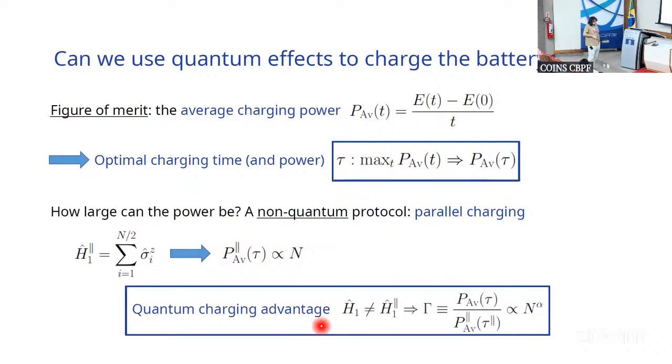They say there is a charging advantage if I can engineer another protocol, different from the parallel one, which leads to a better scaling of the charging power. So the idea is that you define the charging advantage by dividing the best power that you can have with your protocol by the best power that you can have with the parallel protocol, and you ask if this is perhaps even scaling with n, with some power of n. So these are, let's say, the rules of the game that we are going to play.